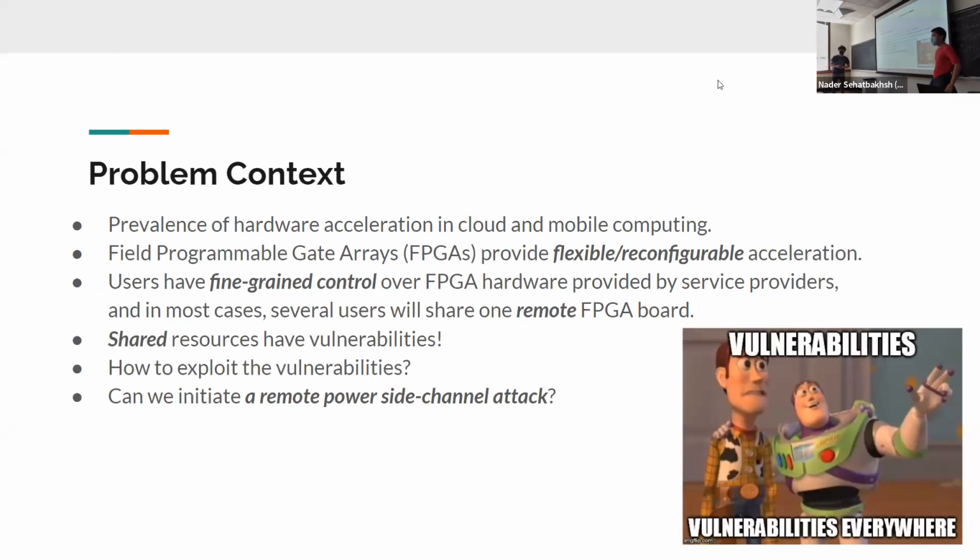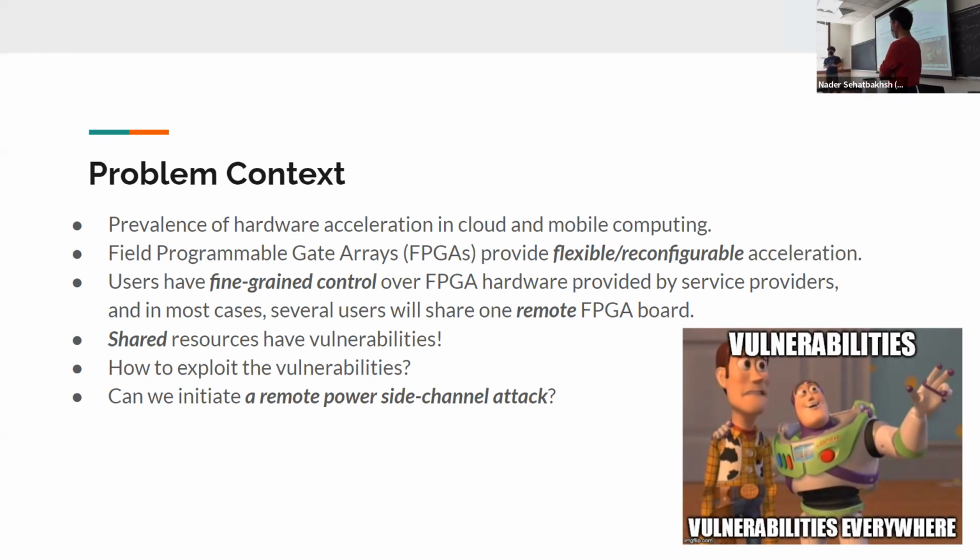All right, so first look at the power context. Right now we are seeing problems of hardware acceleration in both cloud and mobile computing. Usually we want to accelerate the training of machine learning models. And field programmable gate arrays, FPGAs, are usually the top choice because they provide flexible and reconfigurable acceleration. Now users have fine-grained control over FPGA hardware provided by service providers. And in most cases, several users will share one single FPGA board.